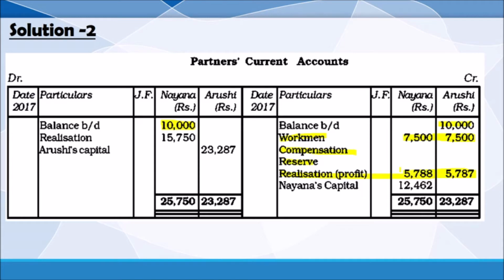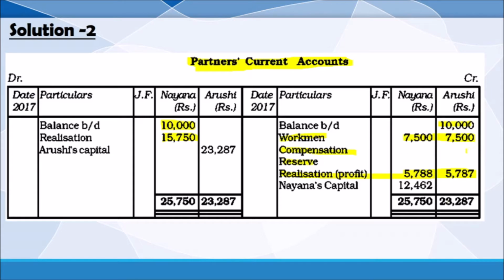Realization profit transferred, and the realization assets taken over by Nayana. And the remaining amount is not here because the account title is not capital account. It is the current account. Remember that. We are transferring this amount of current account to the capital account. We are preparing the current account.